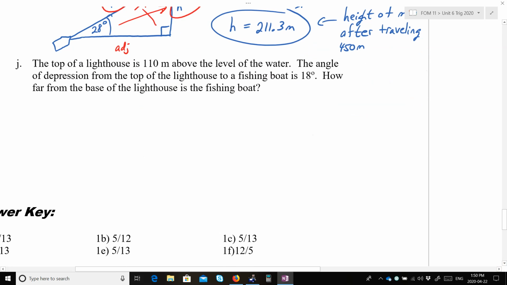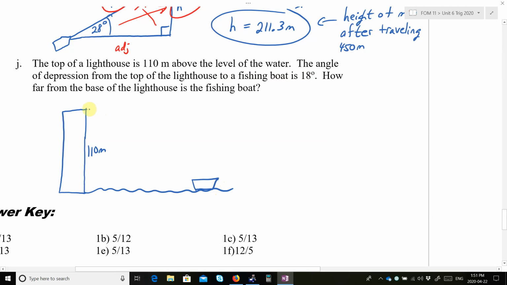And finally, letter J. The top of a lighthouse is 110 meters above the level of the water. The angle of depression from the top of the lighthouse to a fishing boat is 18 degrees. How far from the base of the lighthouse is the fishing boat? Okay. Here's the lighthouse. There's the water. The top of a lighthouse is 110 meters above the level of the water, so there's 110 meters.